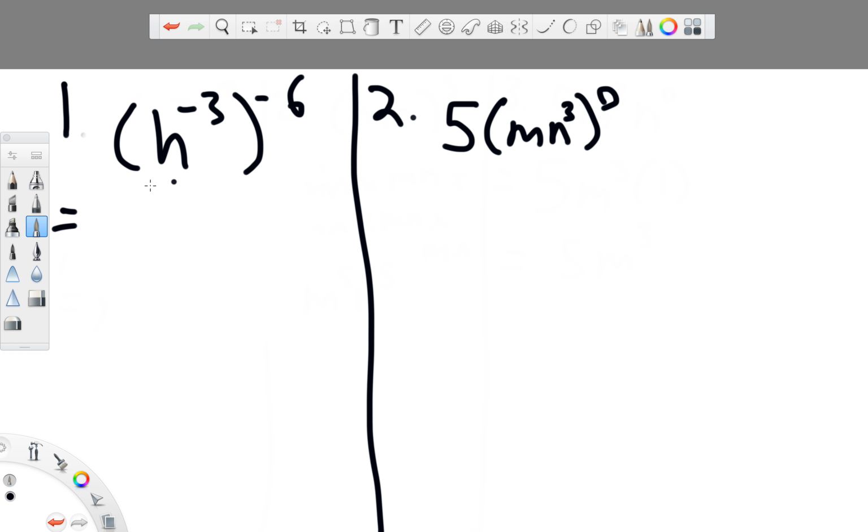So let's start. Now, when you take an exponent of an exponent, we just multiply them together. So it's going to be h to the power negative 3 times negative 6. That's just going to be equal to h to the power 18.